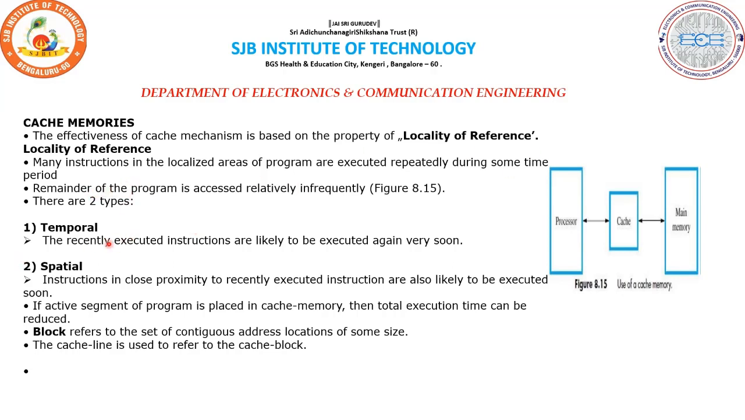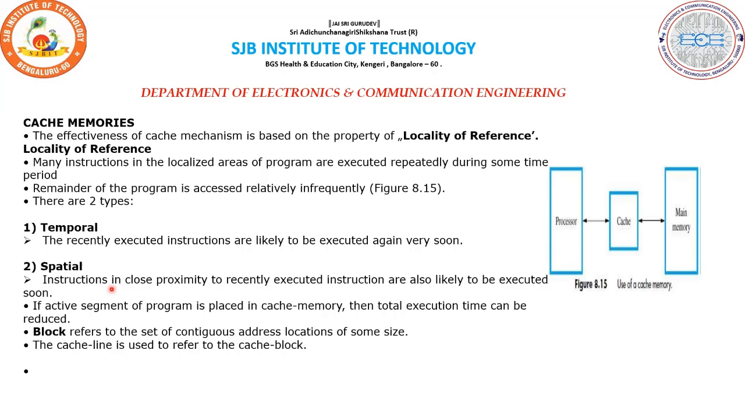There are two types of locality of reference. One is temporal, another one is spatial. So what is temporal and what is spatial? If the active segments of the program can be placed in the fast cache memory, then the total execution time can be reduced. The operation of the cache memory is very simple. The memory control circuitry is designed to take advantage of the property of locality of reference.